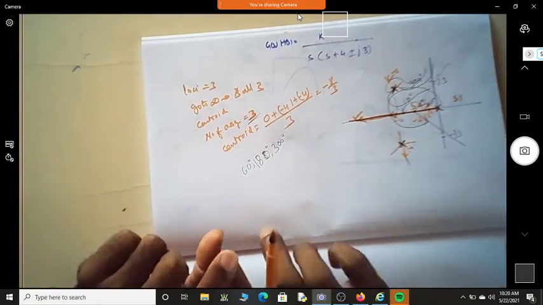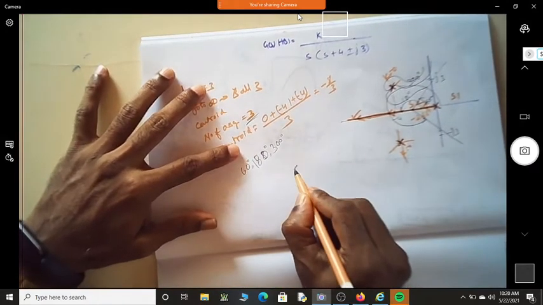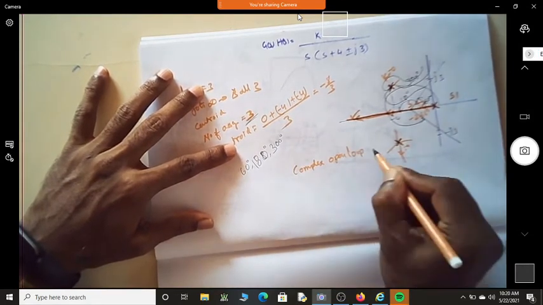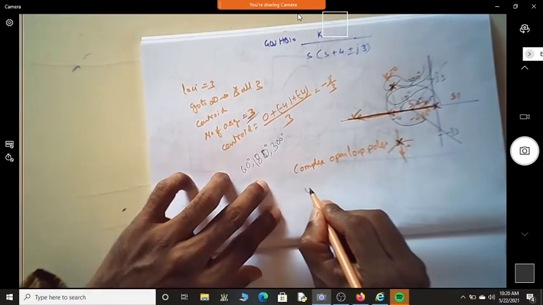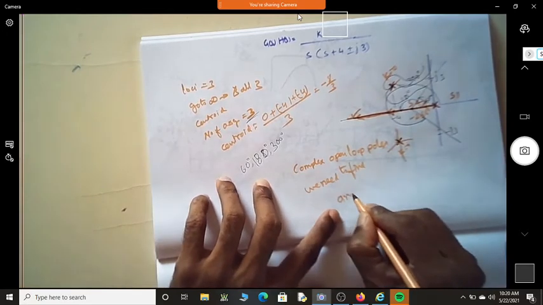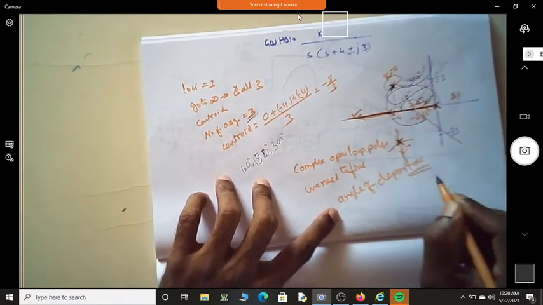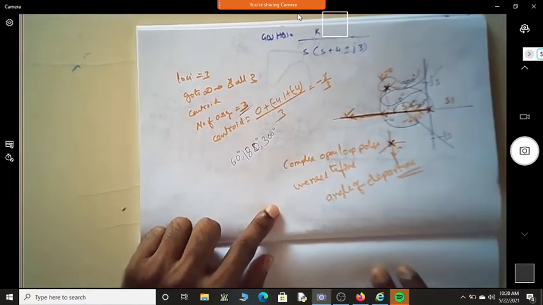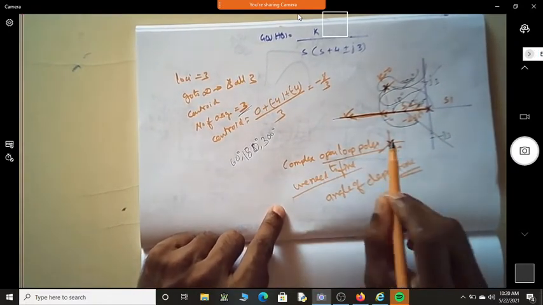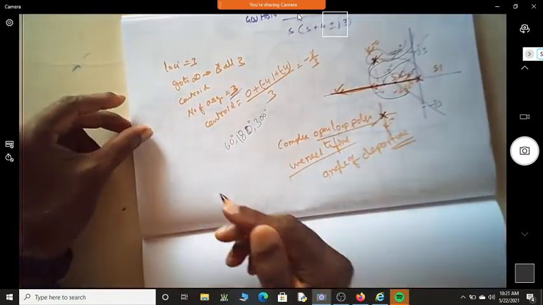Angle of departure is required for any complex open loop poles. That is, for all complex open loop poles, we need to find the angle of departure. So angle of departure is a must only for complex open loop poles. They have to be complex.